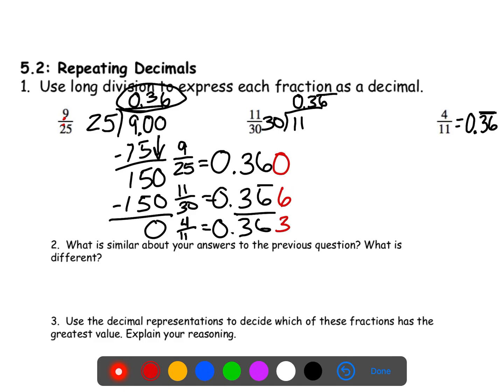Now, when we go to the thousandths place, there's definitely a difference in the value. You can see that 11/30ths has the greatest value because there's 6 thousandths here at the end of the decimal. And then 9/25ths is the smallest because it has nothing there in the thousandths place. The number has stopped. All right, let's continue on.